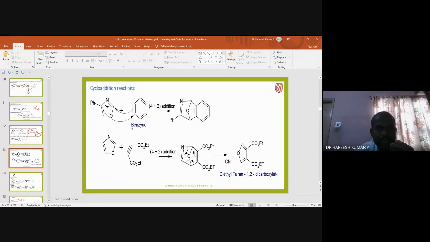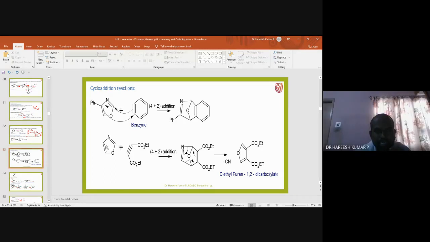Is it clear? Yes, sir. Okay. So here there will be a new bond formation between this carbon and this carbon. That means these pi bonds are used in the new bond formation. These pi bonds move to form a new double bond, and these pi bonds are used in a single bond formation. That is how this product is obtained. Is it clear? Is there any doubt? No, sir.